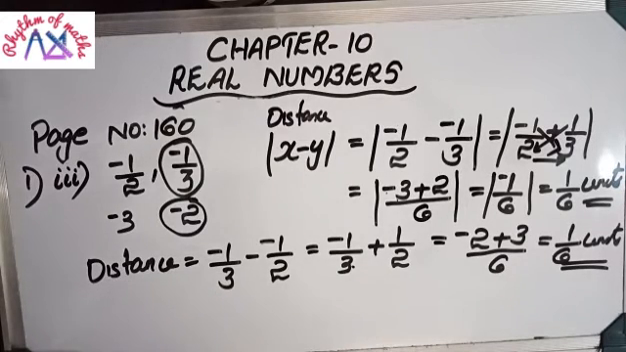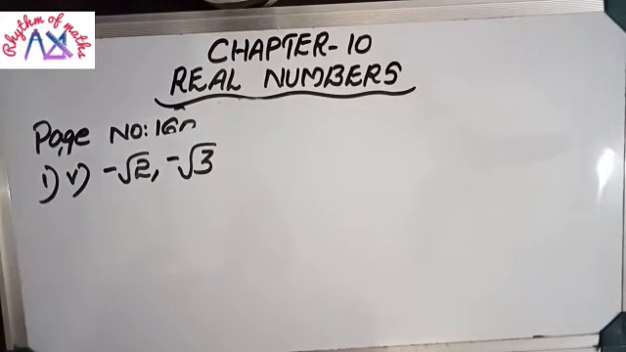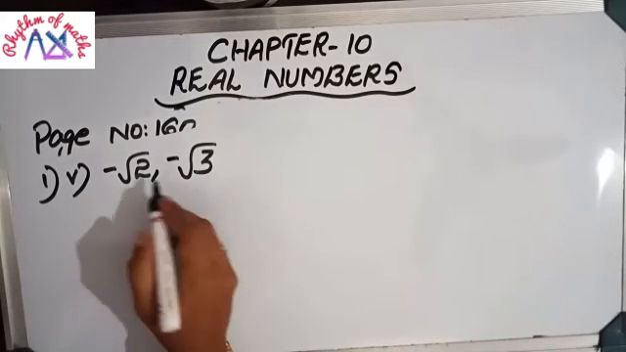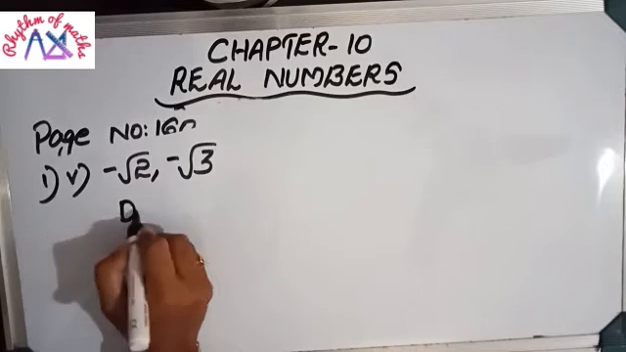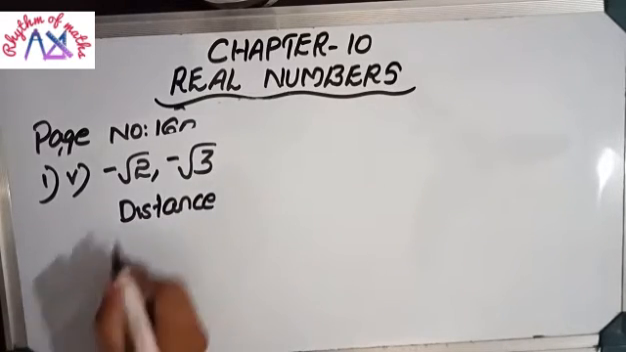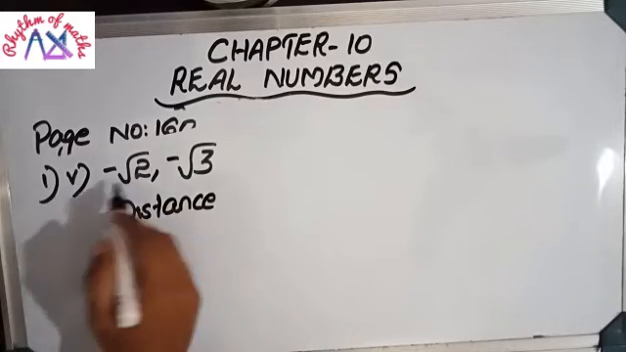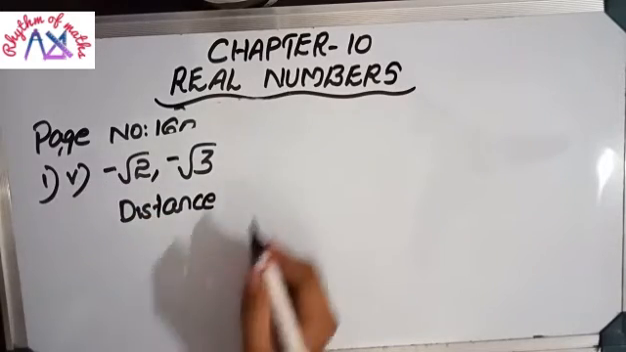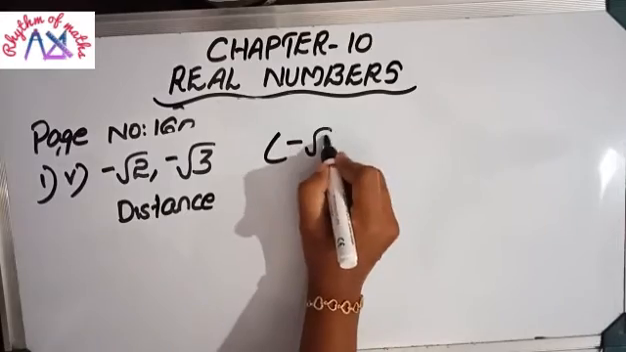Now let's do fifth one. Fifth one is minus root 2 and minus root 3. These are the two numbers. We find the distance between minus root 2 and minus root 3. So which number is the bigger number? Minus root 2 or minus root 3? If it is a negative number, smaller will be the bigger number. That is minus root 2.